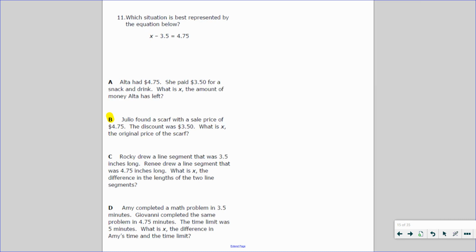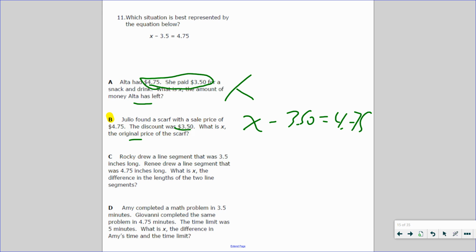Number 11, here's the thing. This says X take away 3 and 5/10 is equal to 475. Which story matches this? Alta had 475. She paid 350 for a snack and drink. What is the amount left? Will you just subtract these two numbers? Oh, that doesn't show that. Julio found a scarf with a sale price of $475. The discount was $350. What was the original price? Discount means you save money. That means you take away. Do we know what the original price is? No. So we save money. Now it costs $475. B makes sense.